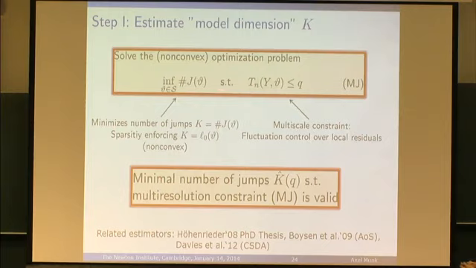This is a non-convex minimization. It's really an L0 minimization, right? So you minimize the number of jumps. That's a non-convex set, but remarkably, because typically this would lead to an NP-hard problem, you can actually come up with algorithms which are, in the worst case, just quadratic in the number of observations. I will come back to that later on.